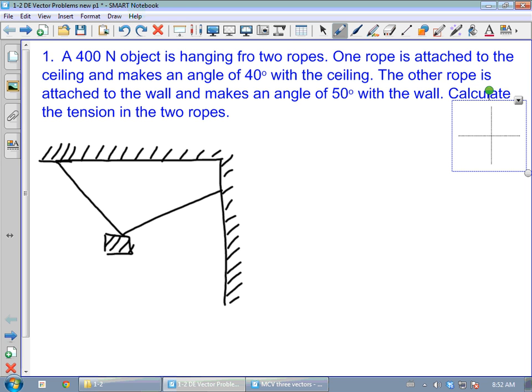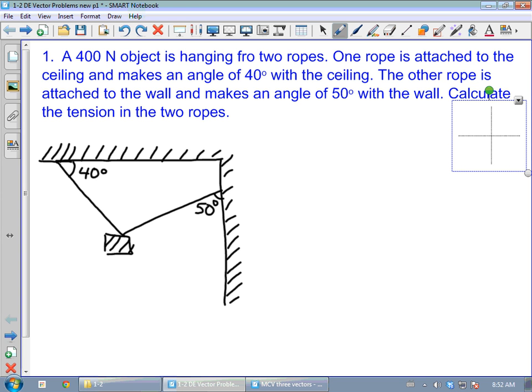And what are we told about these ropes? Well, we're told that one of them makes an angle of 40 degrees with the ceiling. So that's got to be 40 degrees in here. And the other rope is attached to the wall, makes an angle of 50 degrees with the wall. So that's got to be that angle right in there. And what we're interested in is the tension in the two ropes.